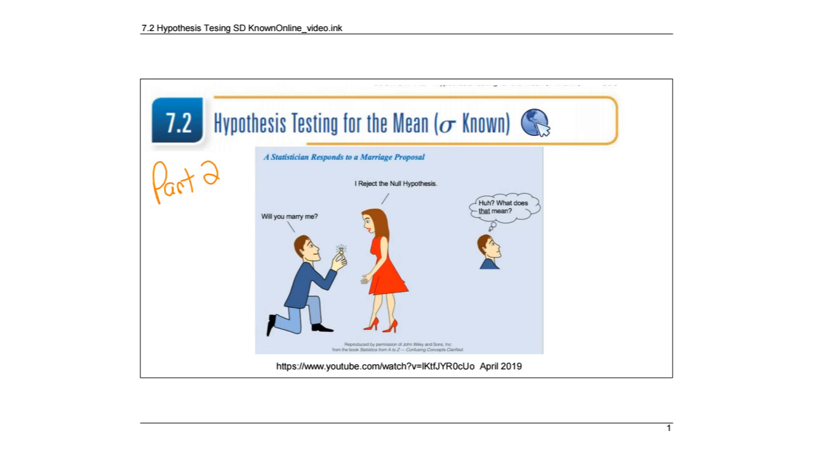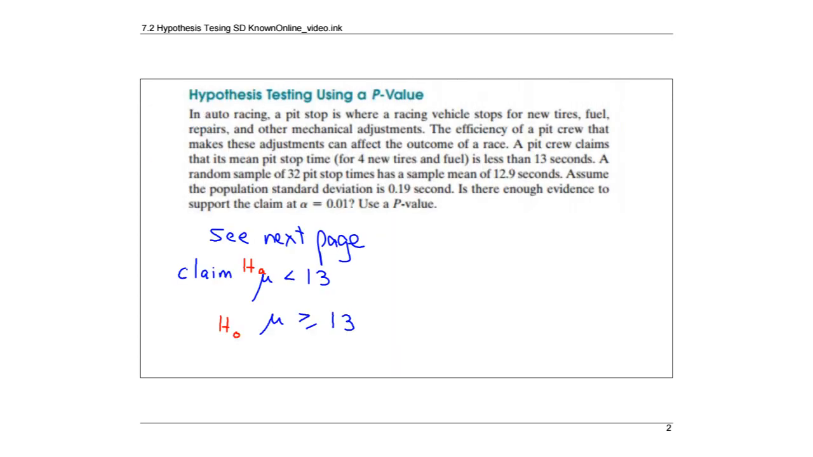Okay, so let's get started with 7.2 part 2. I have some slides that show how to do it by hand, but we're going to do StatCrunch. So let's grab everything that we need from this slide.